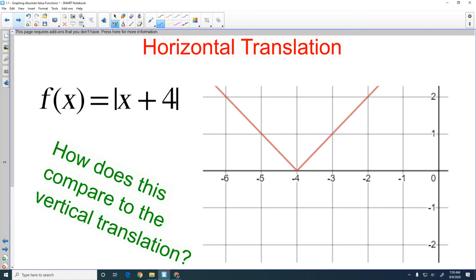Next up, a horizontal translation. So the word horizontal just means left and right. So go ahead and write this equation down and sketch that graph. You don't have to write the stuff in green. That's just an out loud thinking question for you.